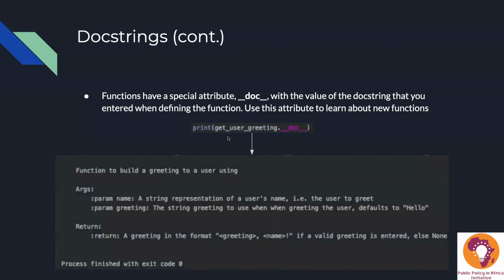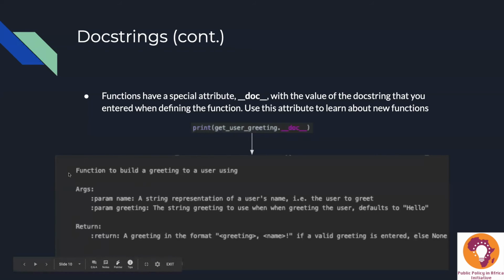So now when I print that out, this is the output I get. It's the same docstring that I had created on the previous slide, but now it's actually printed to the console. So function to build a greeting to a user, and then my args, my return value, all that good stuff. This is super helpful because sometimes you don't have the source code in front of you, but you have access to the function. So if you want to understand what that function does, you can print out the function's doc attribute and then you can see the documentation that someone wrote for that function.